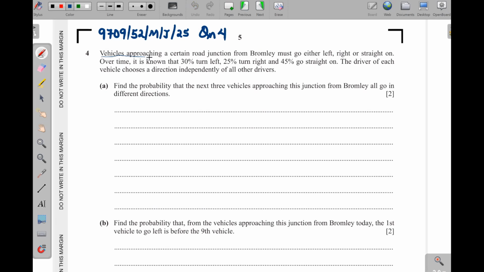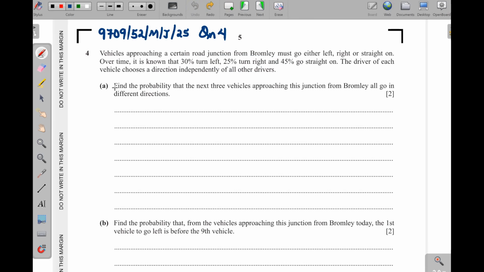Question 4. Vehicles approaching a certain road junction from Bromley must go either left, right, or straight on. Over time, it is known that 30% turn left, 25% turn right, and 45% go straight on. The driver of each vehicle chooses a direction independently of all other drivers. That means it can either be a geometric distribution or a binomial distribution, because the outcomes are independent of each other and the probabilities of successes can be picked from here.